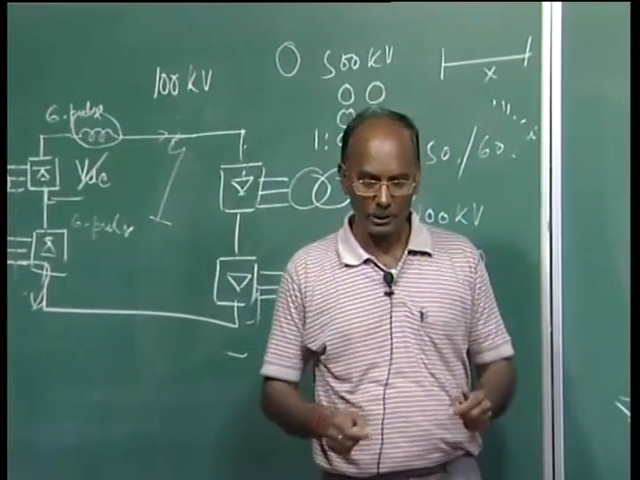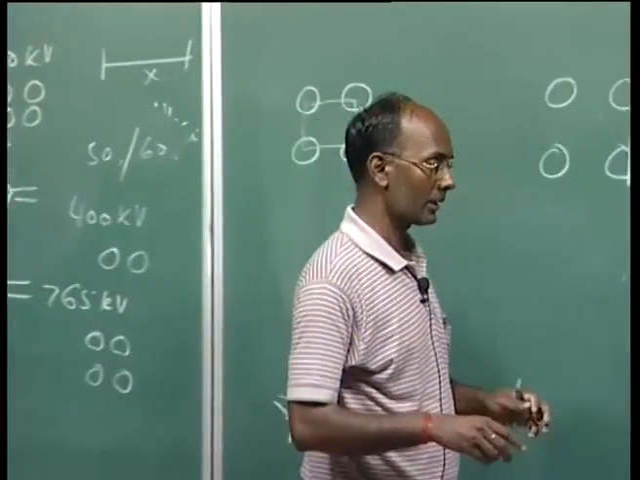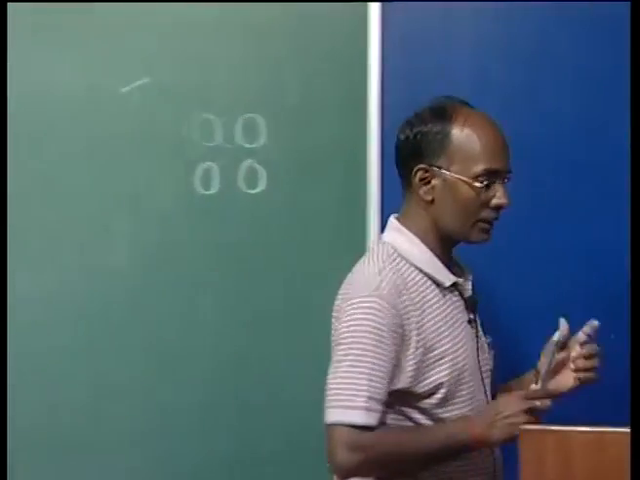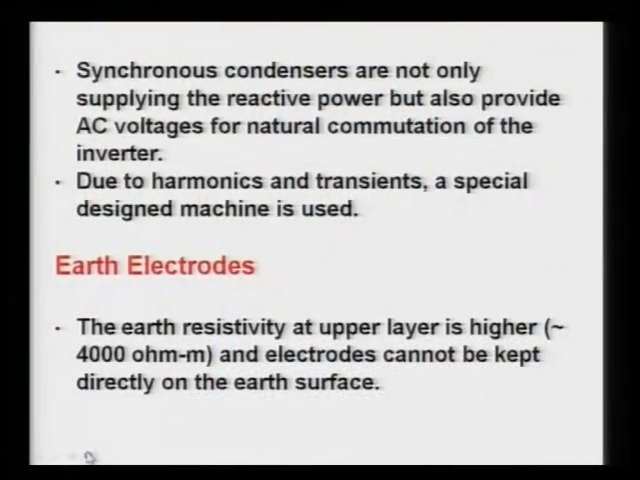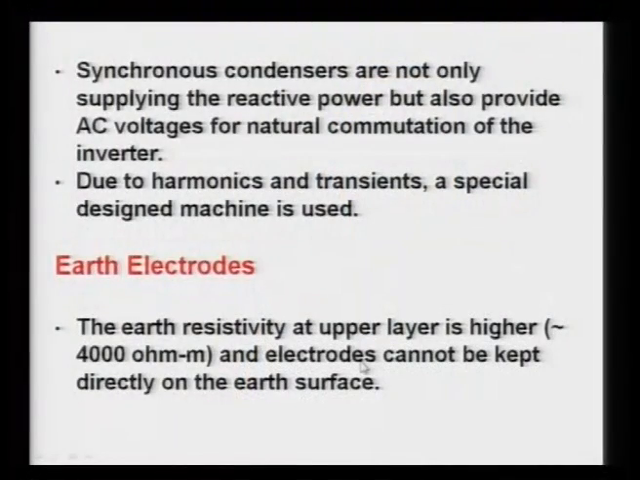So, what happens? We have to use the grounding rods, because the earth resistivity at the upper level is higher, and normally it is 4000 ohm per meter, and we cannot just connect the conductor to the earth here and expect the current to flow. So, we have to find where this resistivity is minimum, so that the resistance offered will be minimum and the current can flow. That is why the electrodes cannot be kept on the surface of the earth and are used for the return path.